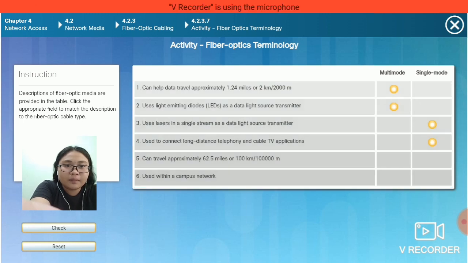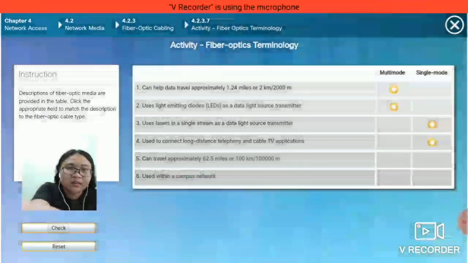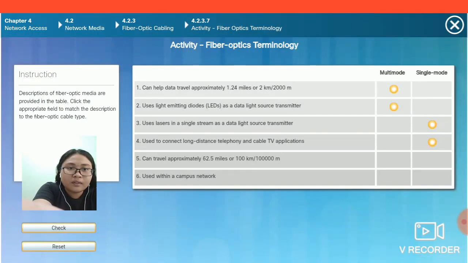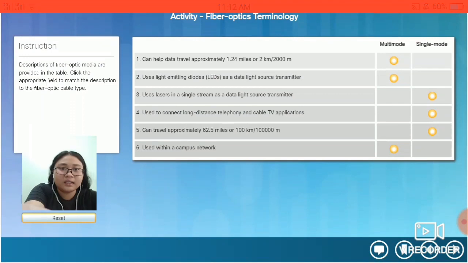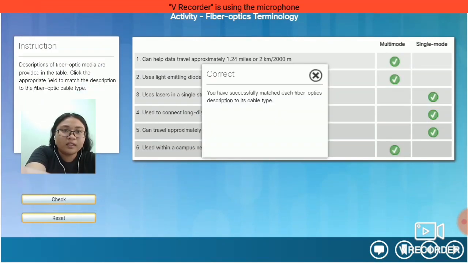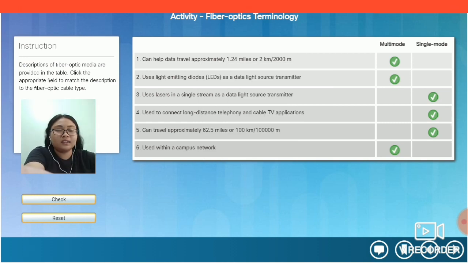Can travel approximately 62.5 miles or 100 km or 10,000 meters. Used in a campus network. I think this is multi-mode and this one is single mode. Let's check if my answers are all correct. All of them are correct, so I will discuss each of them.